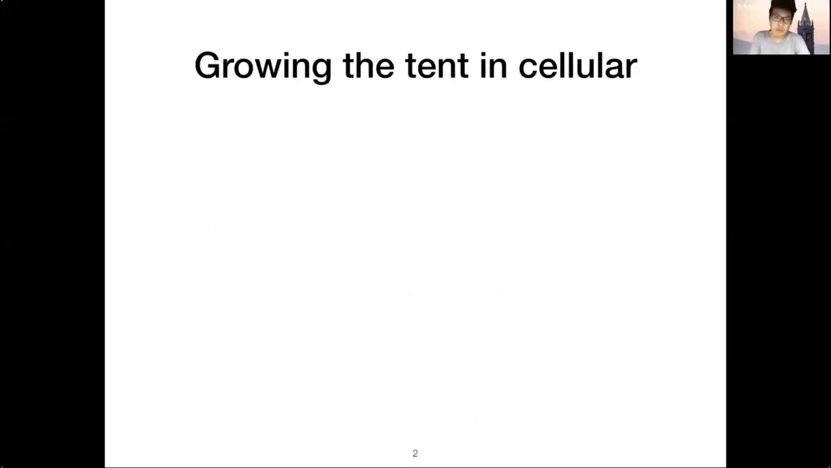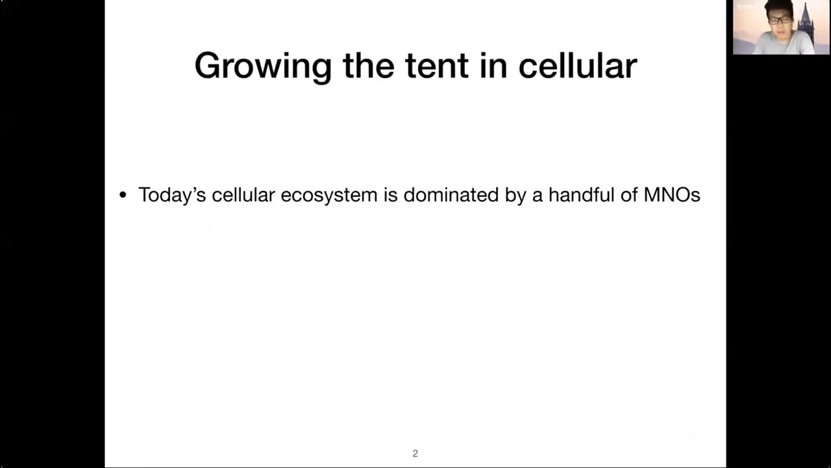We started this project with a simple goal in mind, which is to grow the tent of cellular. Cellular networks are getting more and more important nowadays, with globally over 5 billion subscribers, contributing to over 60% of internet traffic. However, despite the growing importance, today's cellular ecosystem is still dominated by a small number of mobile network operators, MNOs. Such a monopolistic nature of the cellular market hurts innovation, pricing, security, and ultimately the user experience.